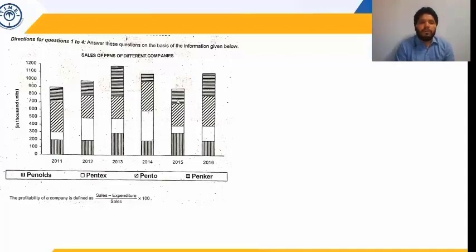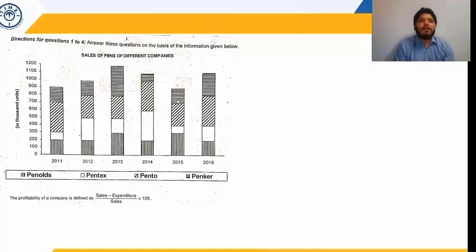Now move on to Pento. What is the sale of Pento in 2011? The bar, or the rectangle, of Pento is starting from 300 and going up till 700. So 300 to 700, it is going to be 700 minus 300, final minus initial. So 700 minus 300 will become 400. So what is the sale of Pento in the year 2011? It is going to be 700 minus 300, which is 400,000 units. So 400,000 units of Pento were produced or sold in the year 2011.